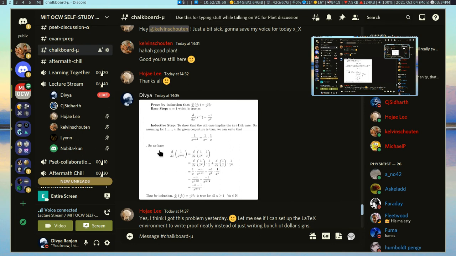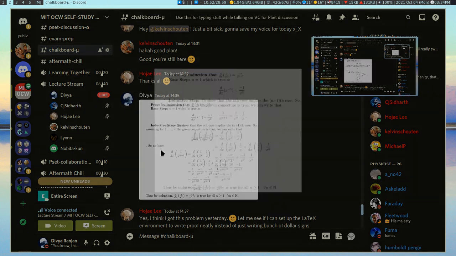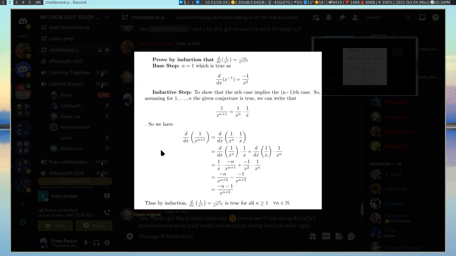Yeah, I will try it. Okay, Kelvin, go on. So when you come to the end, now if you work it out and you get to minus n minus 1 over x to the n plus 2, how is this a proof that the derivative of 1 over x to the n is minus n over x to the n plus 1? How is this a proof for that? And that's the whole point of induction. Again, what is induction? You're trying to prove it for n plus 1, right? We did it for n plus 1.